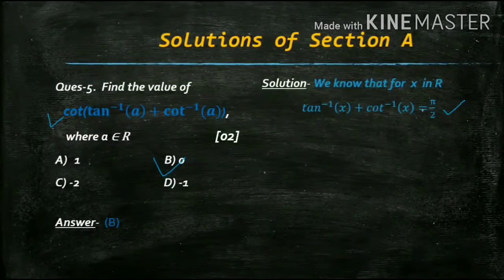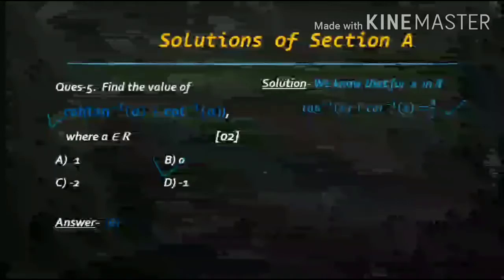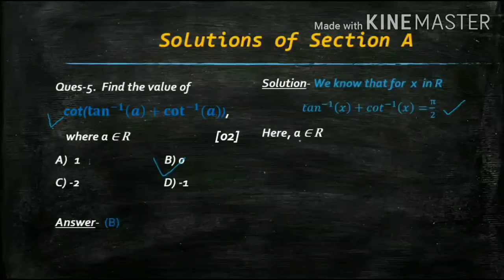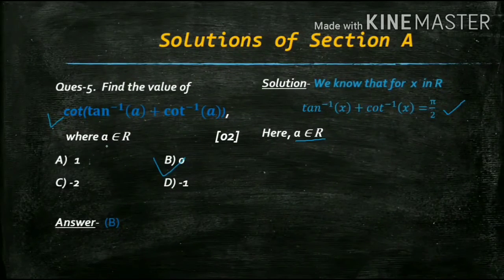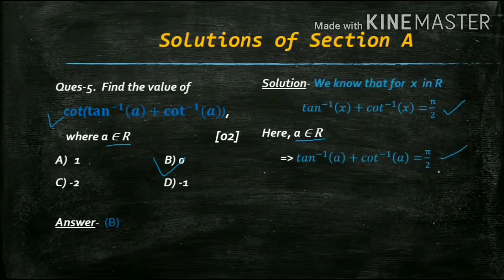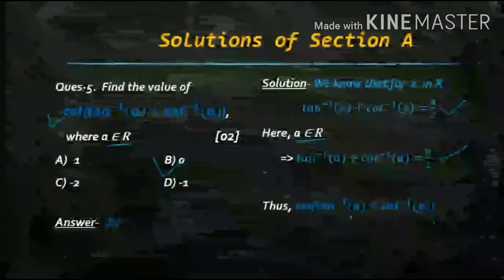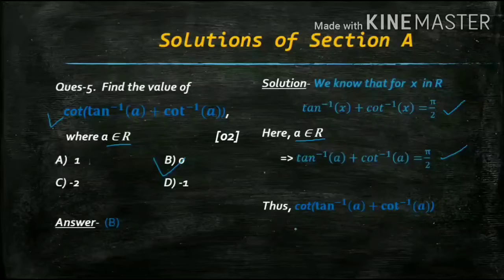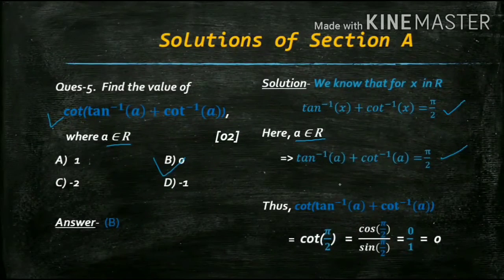tan inverse x plus cot inverse x is pi by 2. And that means here A belongs to R, given to you. So that means tan inverse A plus cot inverse A is also pi by 2, right? Now, this is given to you: cot of (tan inverse A plus cot inverse A). You can write it like cot of pi by 2, because the inside term is just pi by 2 from this expression.